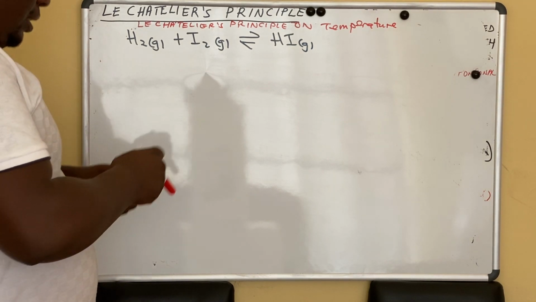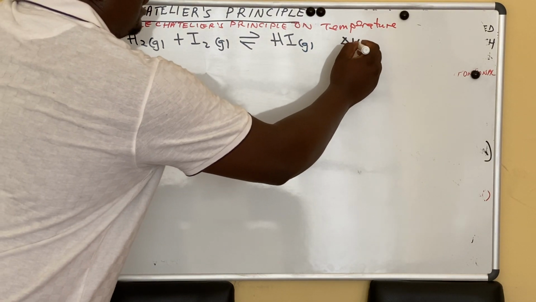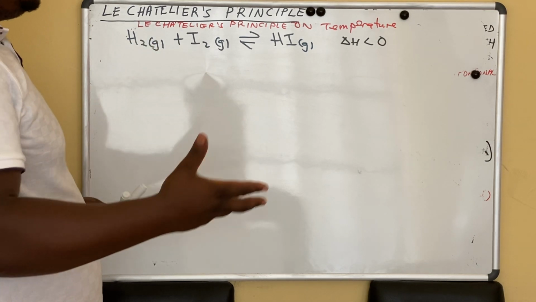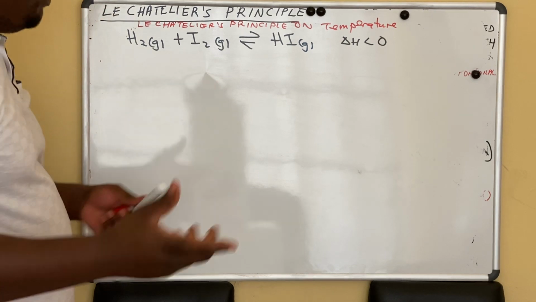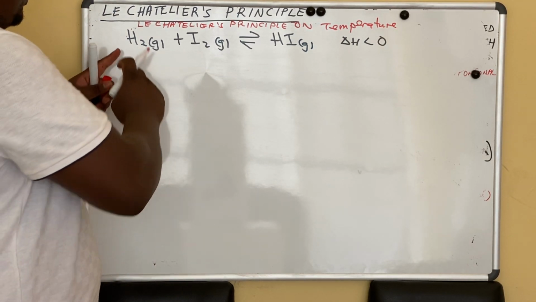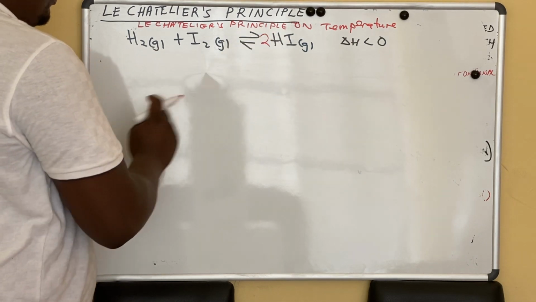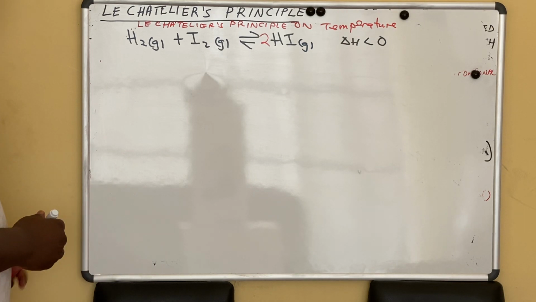So obviously we are going to be told that here delta H is less than 0. This already tells me that the forward reaction is exothermic and therefore the backward reaction is endothermic. Then I need to balance my equation. So in order to balance my equation, I have 2 hydrogen atoms, then I need to put a 2. Then I have now 2 iodines, and then my equation is now balanced.